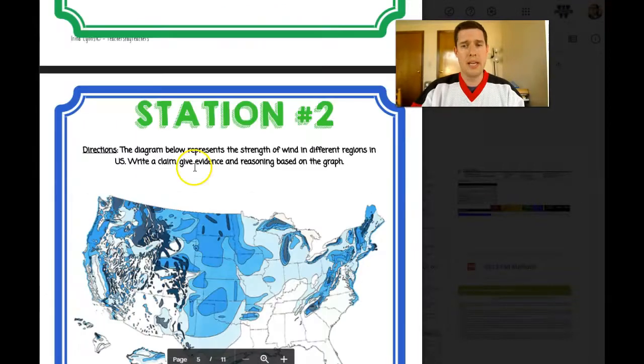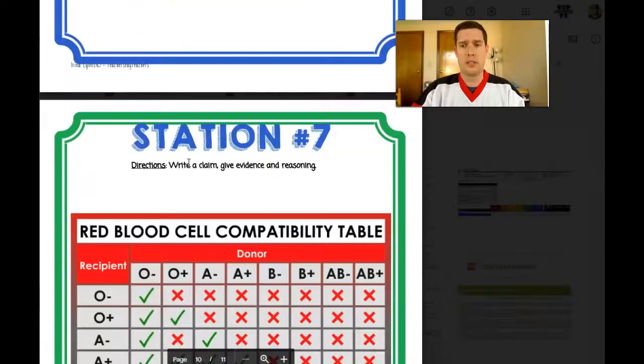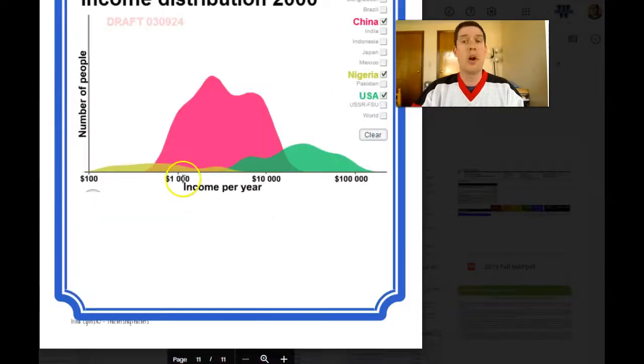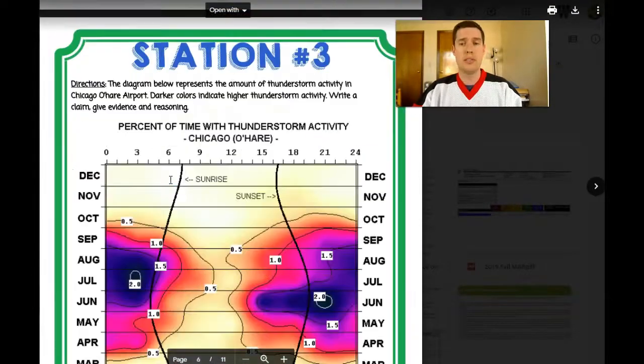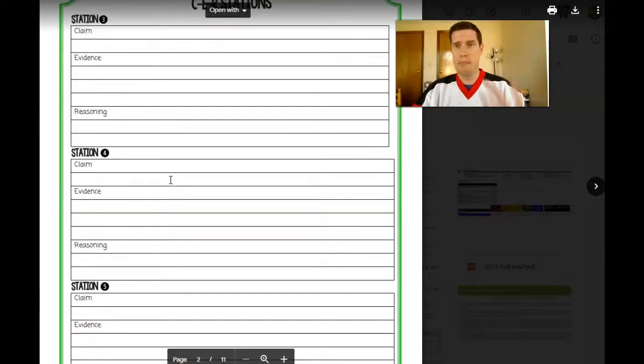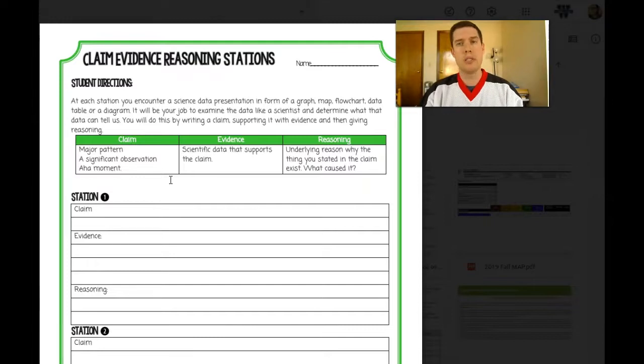There are, I think, 1, 2, 3, 4, 5, 6, 7, 8. There are 8 different stations. Okay, so you will basically do the same process that I just modeled for you. Look at the picture or diagram. What is it trying to tell me? Then, can I make a claim about what I'm seeing or about what the data is trying to tell me? What's the evidence that supports my claim? The evidence is going to be in that graph.